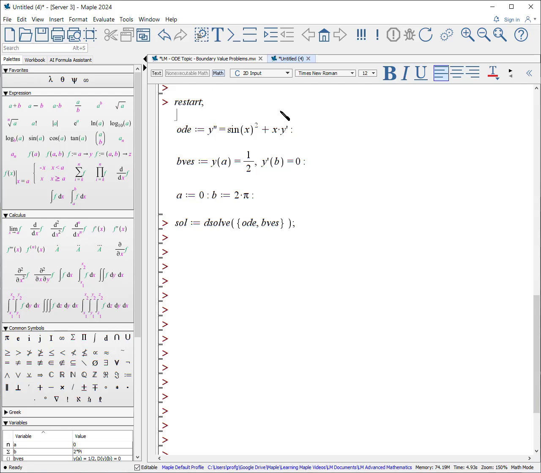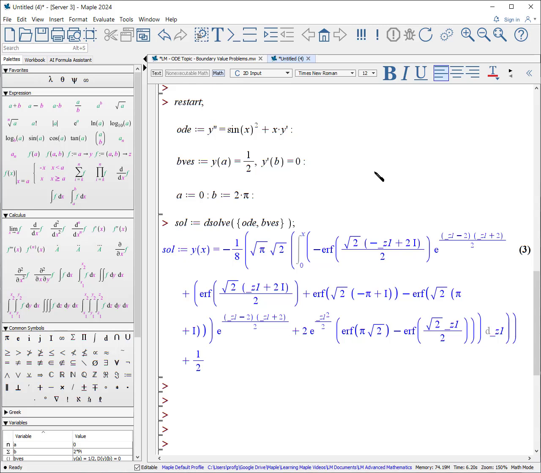You bet it can. So here we go. Here is our ODE. These are our boundary value constraints, and these are the endpoints, the boundaries themselves. How do I solve it? Well, let's just check to see if we can get a closed form solution. And as you can see, it's a huge mess, and the answer is no, unless you want to include the integral.